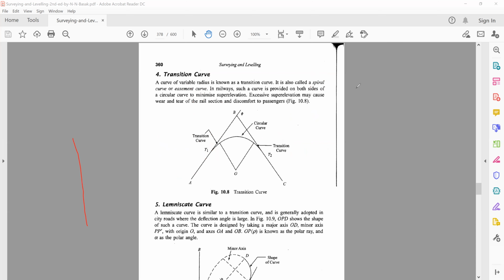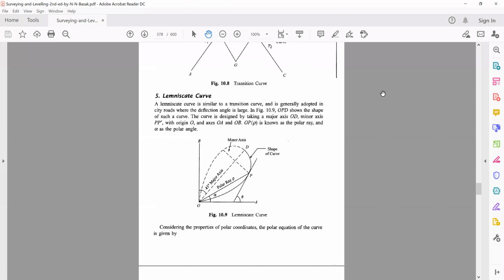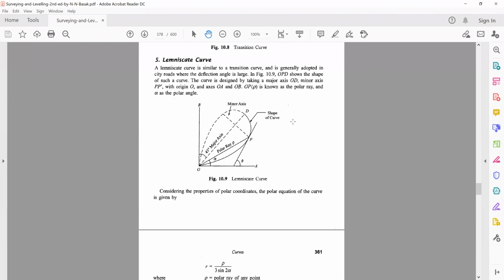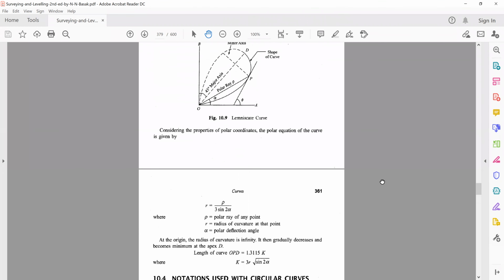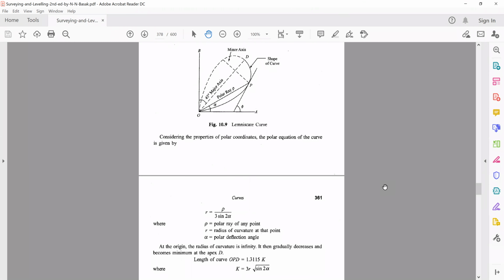And at the end, we have the lemniscate curve, which is not exactly included in the course, but it's a distinct form of horizontal curve, which is usually given when the deflection angle is very large, and we'll get to what deflection angle is. So I'll end this video here, which was an introduction, and in the next video we'll start with the design of a simple circular curve.